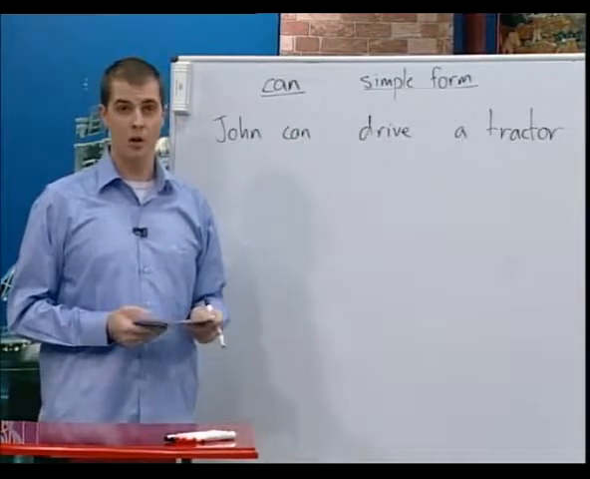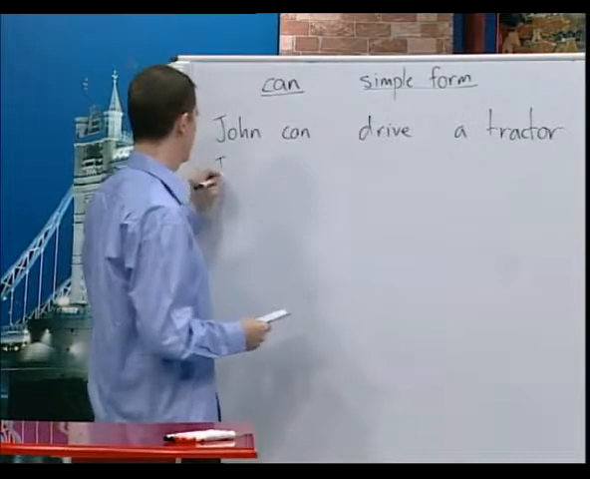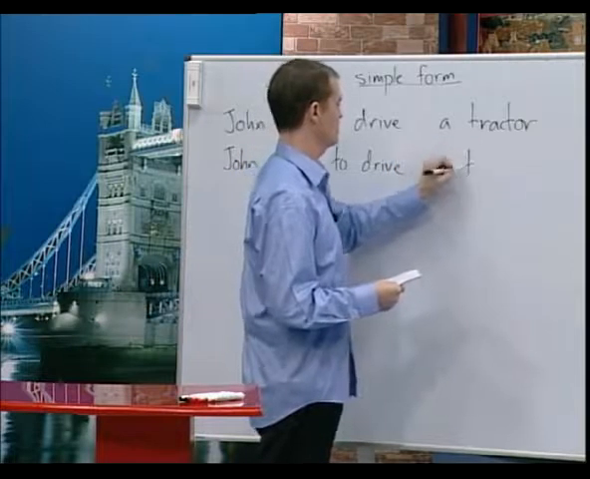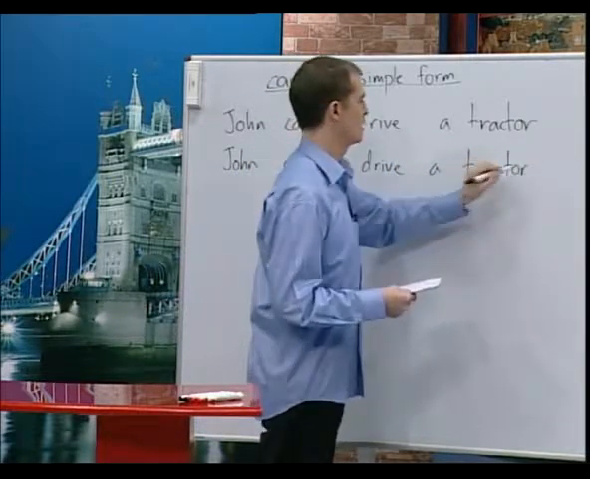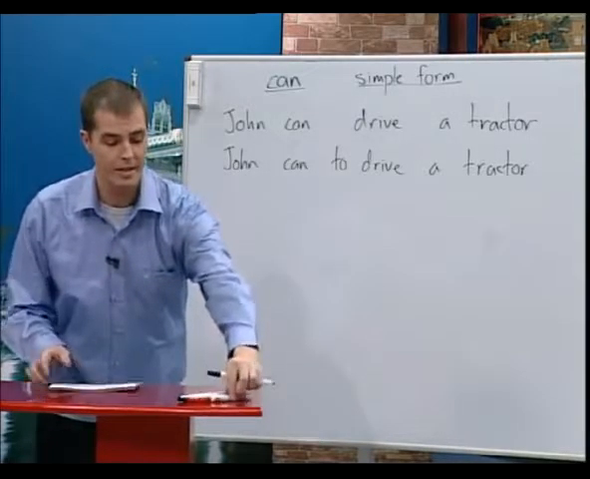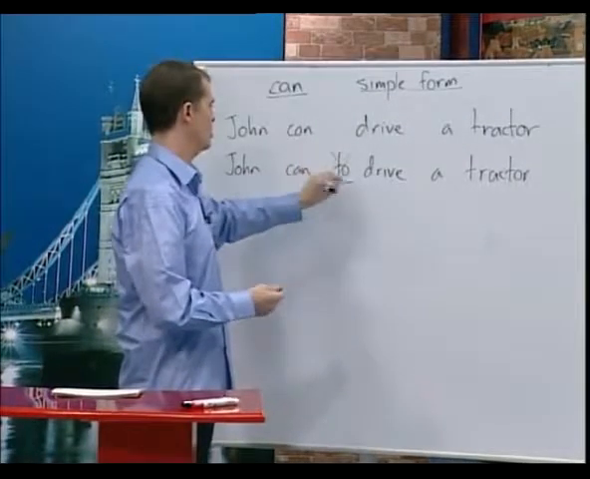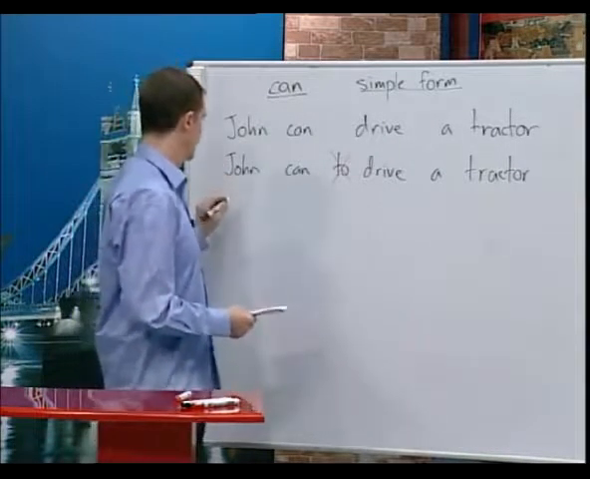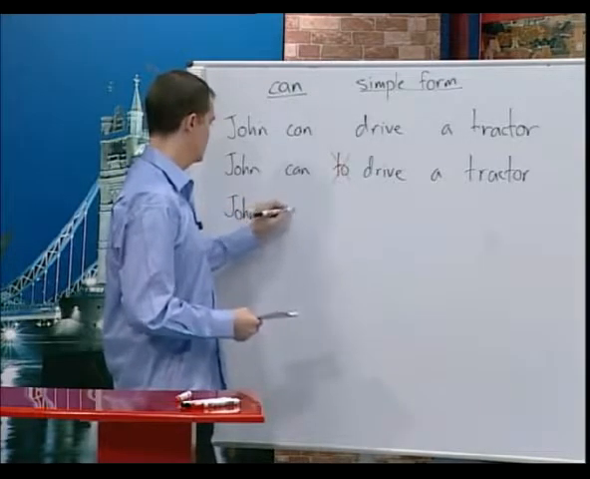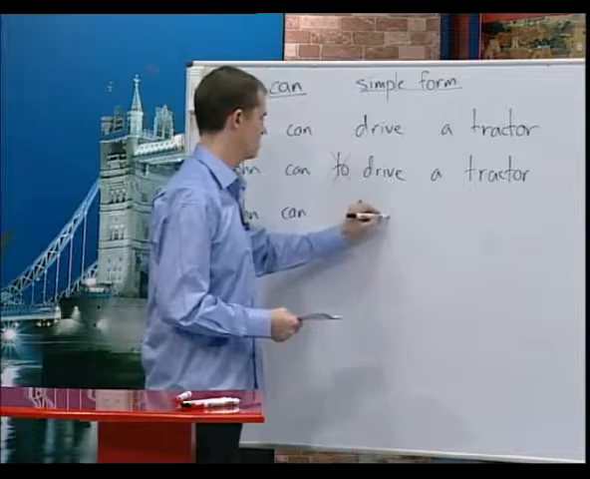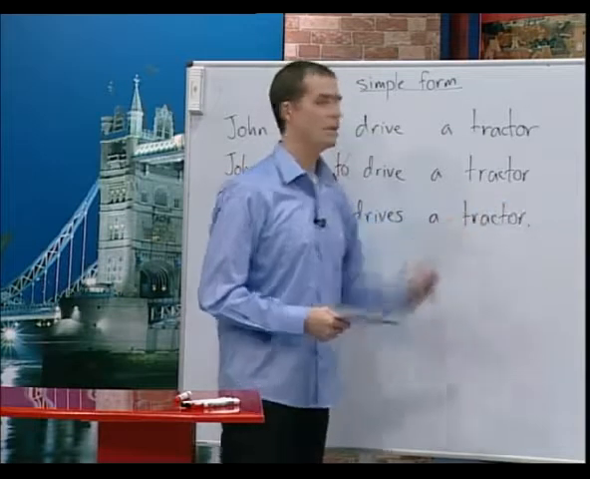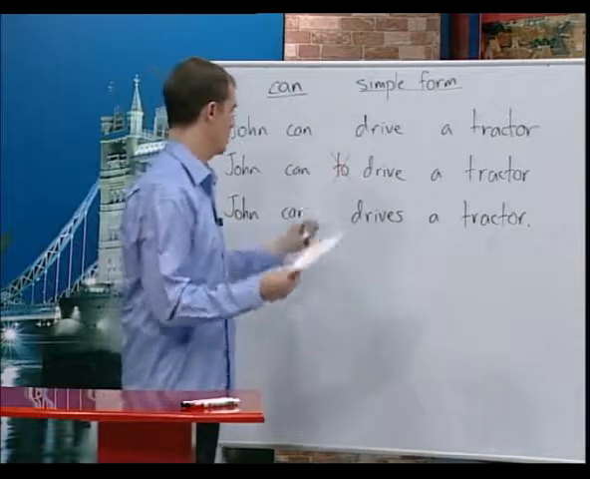An infinitive does not follow can. John can to drive a tractor is incorrect. We do not want to. The main verb never has a final S. So John can drives a tractor is also incorrect. No S.